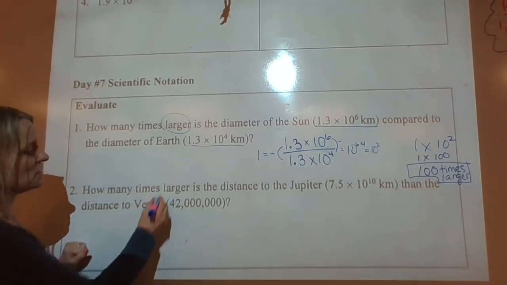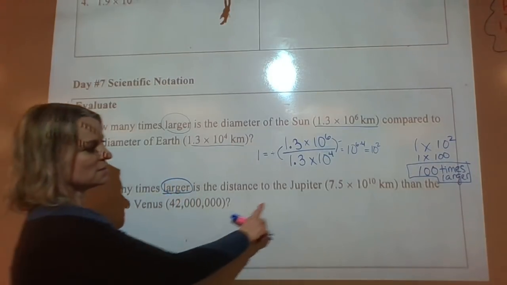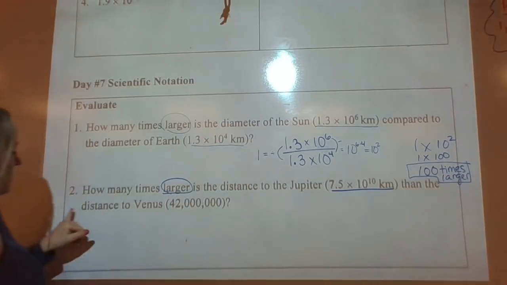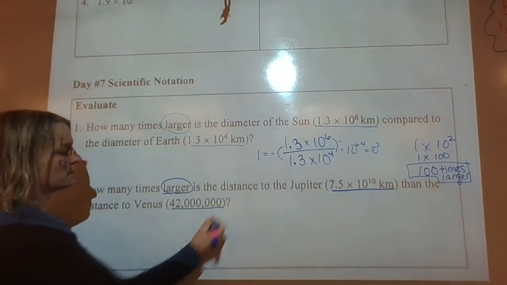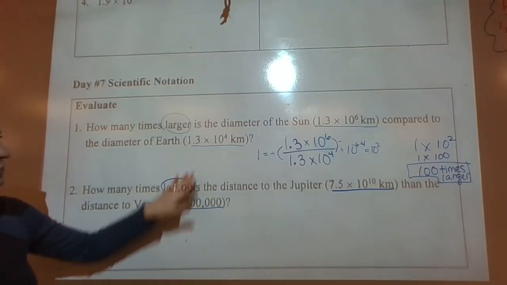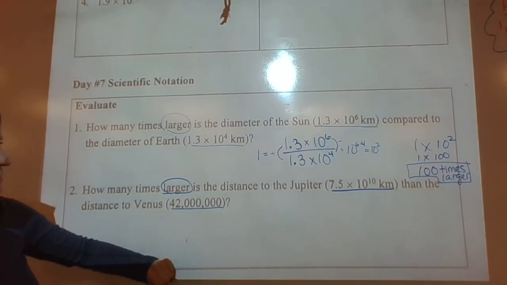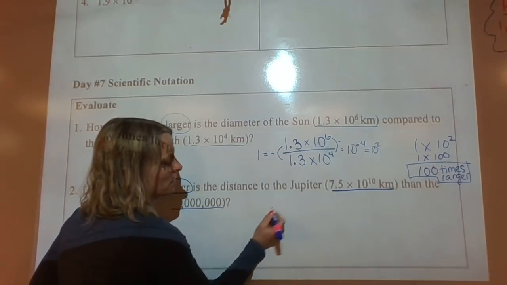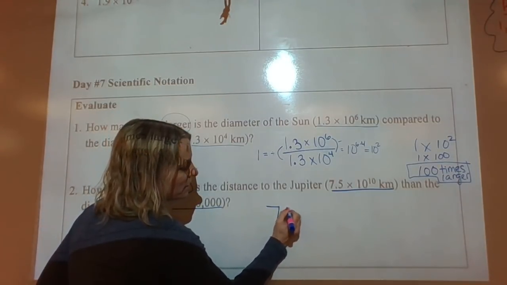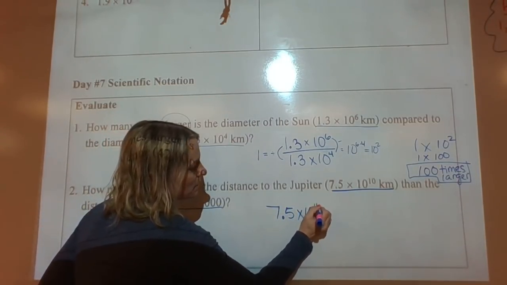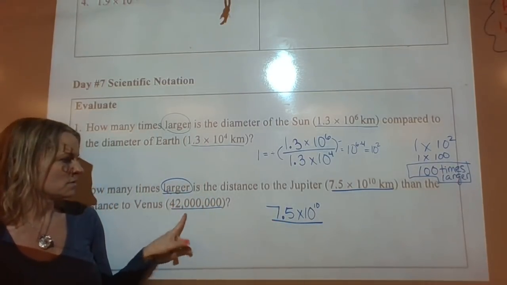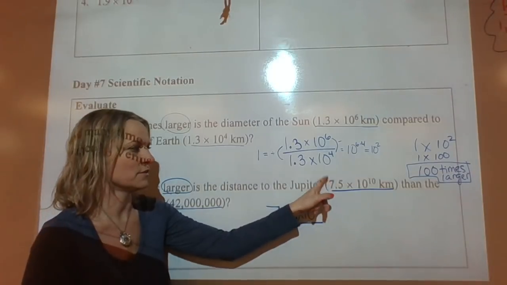It says how many times larger, again, is the distance to Jupiter, which we have right here, than the distance to Venus, which is right here. Okay, so I'm going to do the same thing as what I did before. So I'm going to take this one, the larger one, divided by the smaller one. So I've got 7.5 times 10 to the 10th divided by, well, I noticed something. This one's in standard form, this one's in scientific notation.